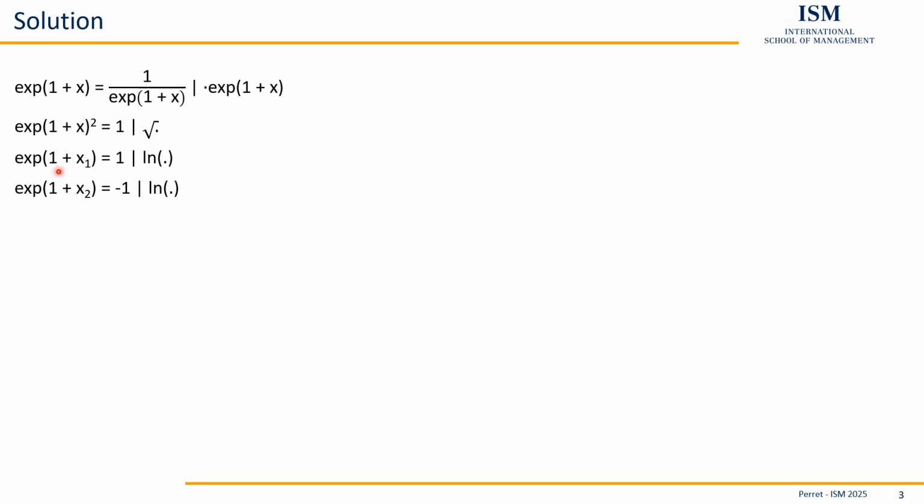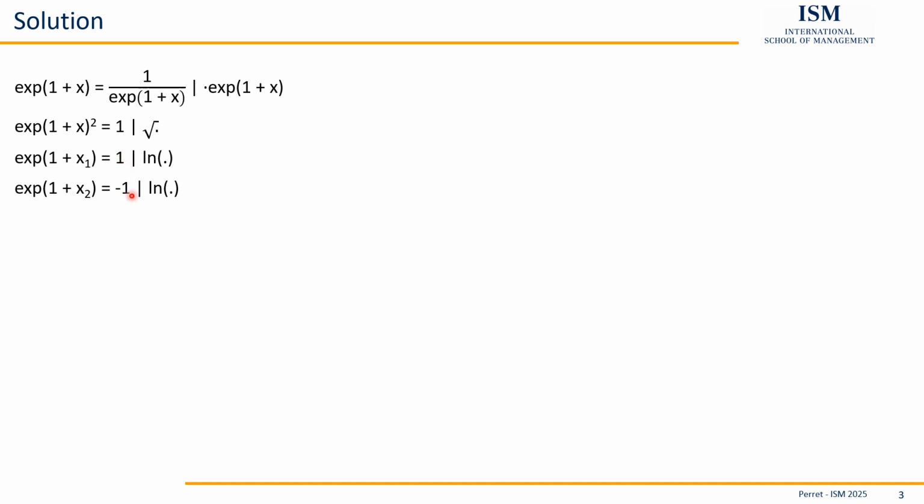However, in both cases, I want to get to this x inside the exponential function. So first I have to get rid of this exponential function part. And this I can do by applying the inverse function to the exponential function, which is the natural logarithm. And I do apply it to both sides of the equation. Here for the first one, it will not be a problem because I can apply the natural logarithm to 1. Result will be 0.